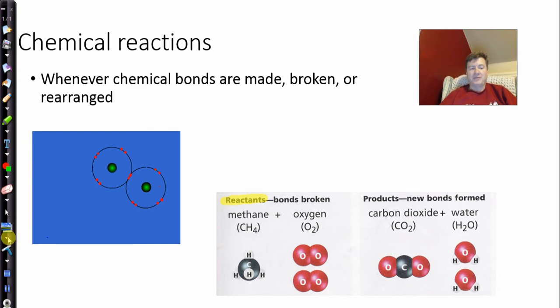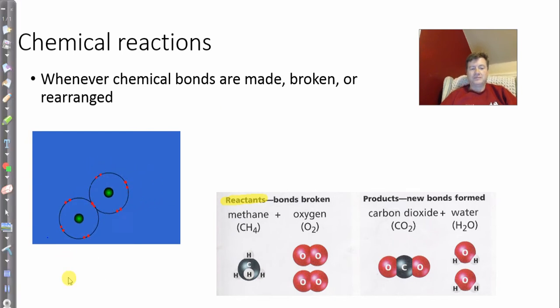Let's see if my animation works on this one. There we go. All it's showing here is that temporary connection when the orange and red lines appear is showing you a bond is made. And you can tell me what kind of bond that is because the electrons are being shared. That would be a what kind of bond? Sure, that would be a covalent bond.